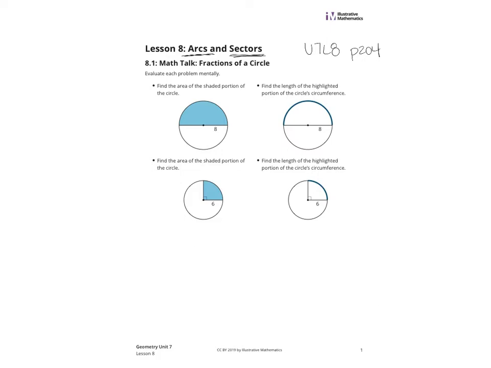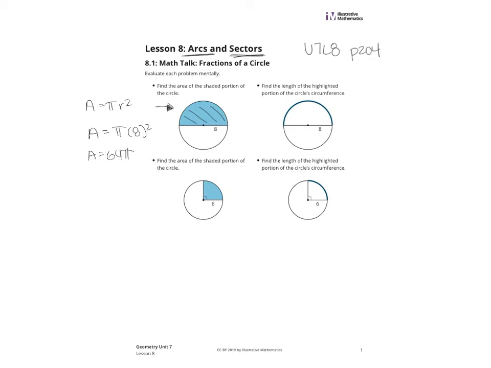Let's begin by looking at the first shaded picture right here. If I wanted to find the area of the shaded region, I would note that it looks to be half of a circle whose radius is 8. So as a reminder, the area of a circle is pi r squared. So the area of that entire circle would be pi times 8 squared. So it would be 64 pi.